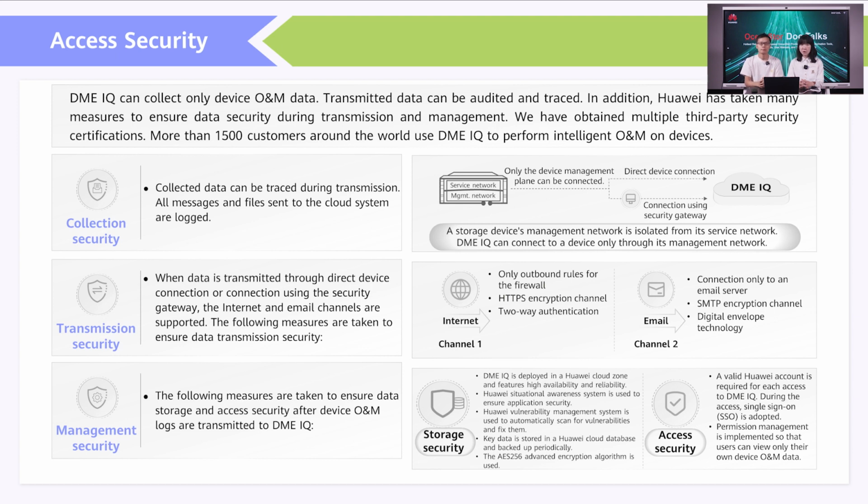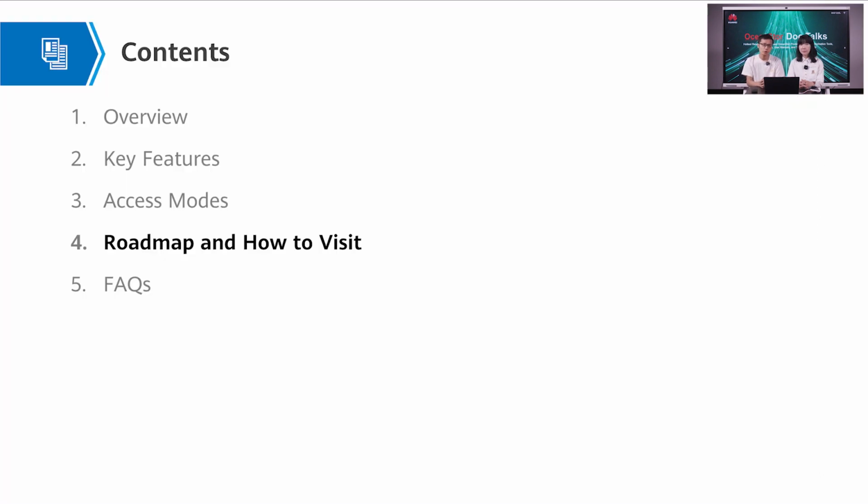We take actions to ensure data storage and access security after device O&M logs are transmitted to DME IQ. For example, we deploy DME IQ in a Huawei cloud zone and use the Huawei Situational Awareness System, the AES-256 Advanced Encryption Algorithm, and permission management. Now, let's see the roadmap of DME IQ and how to visit DME IQ.